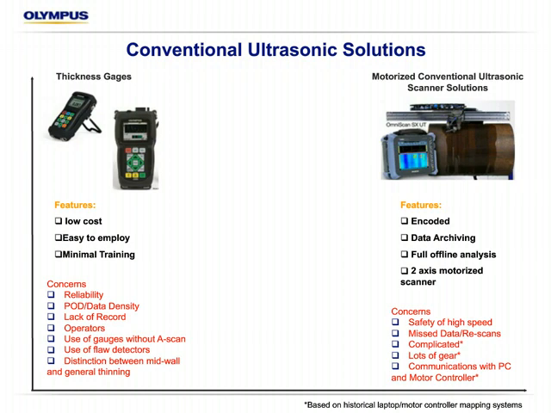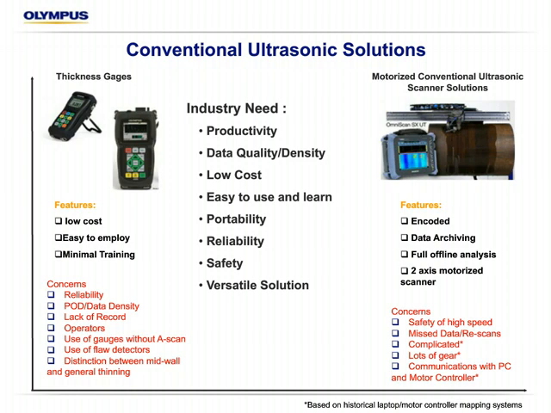So what does the industry really need for corrosion monitoring and mapping? Obviously productivity, data quality, high density data quality, low cost, easy to use and learn, portability, reliability, of course, safety, and something that's very versatile.